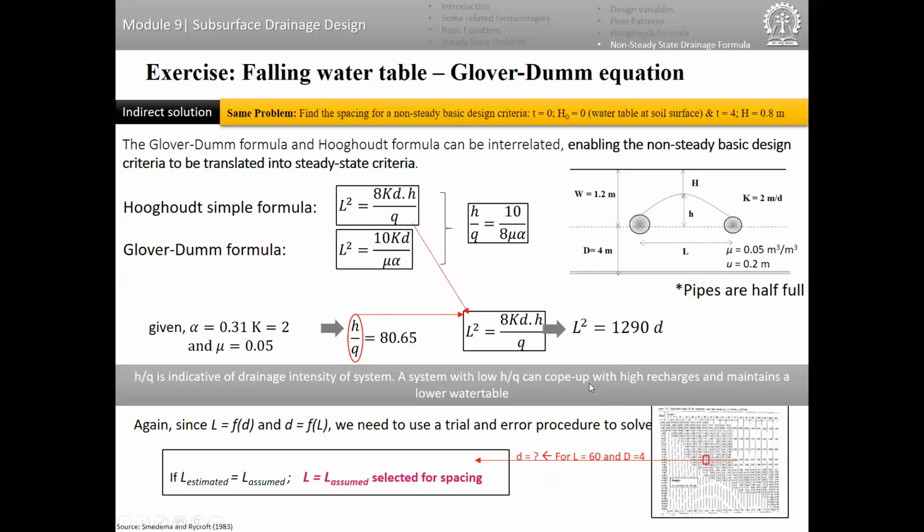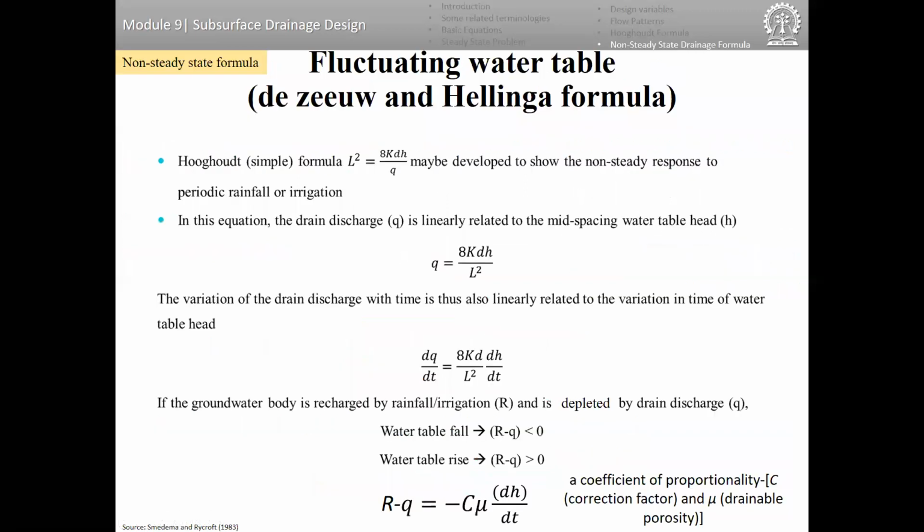So till now, we have seen the falling water table. That is one kind of non-steady behavior. There is another kind of non-steady behavior, that is the fluctuating water table. This kind of fluctuating water table behavior can be modeled by the Dumm and Hellinga formula. So in the Hooghoudt equation, we were considering the flow to be essentially horizontal flow.